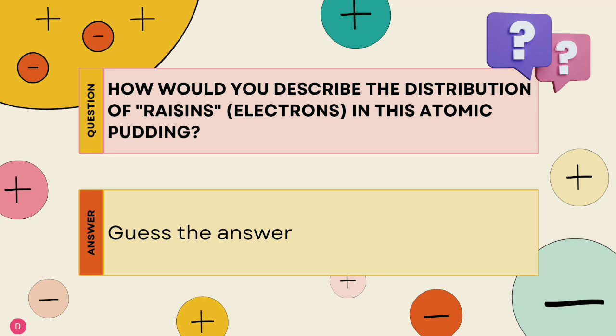Next question. How would you describe the distribution of raisins, meaning electrons, in the atomic body? Guess the answer. You have some seconds.